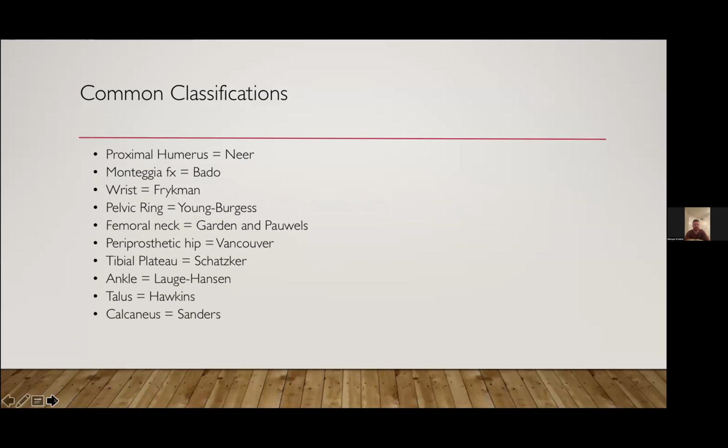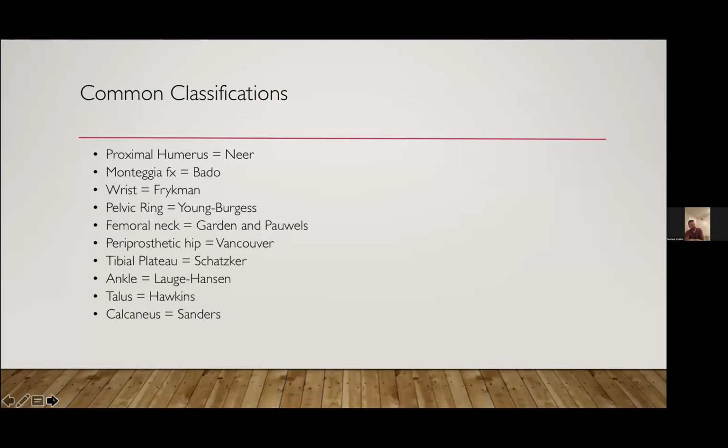Next slide. This is some common classifications that are going to be asked about during your audition trail. This is not all of them. I won't bore you and read them all, but the big thing here is what makes a good classification scheme is something that dictates management. So for example, your femoral neck, like a Garden classification, your 1 and 2 versus your 3 and 4 can dictate whether you're going to treat something with an ORIF, or whether you're going to need to treat something with an actual joint replacement.